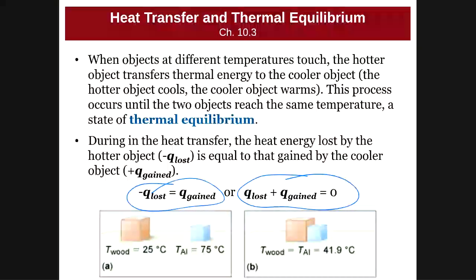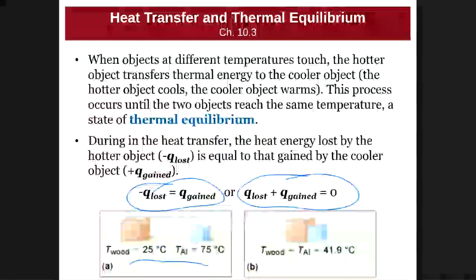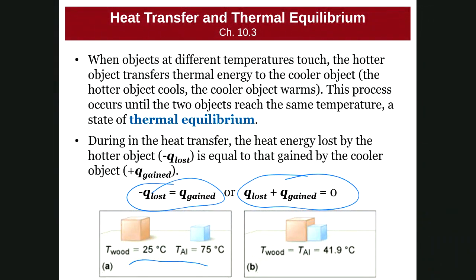So if we look at an example down here, we have a block of wood and a block of aluminum metal. The wood is 25 degrees Celsius. The metal has been heated, so it's at 75 degrees Celsius. And when we put them next to each other, they come to an equilibrium of 41.9 degrees Celsius. So not quite in between the two, because our two materials have different heat capacities. So you got to remember that the heat that is exchanged isn't quite the same as the temperature difference.